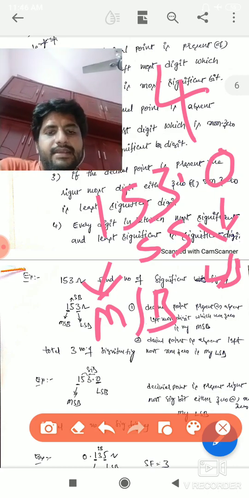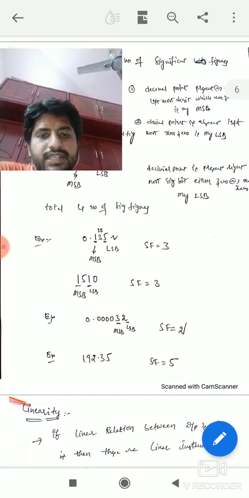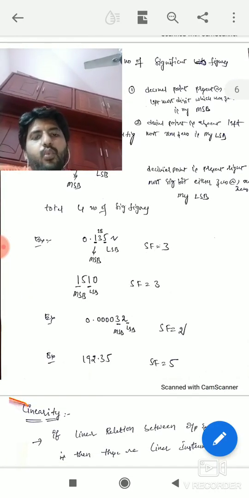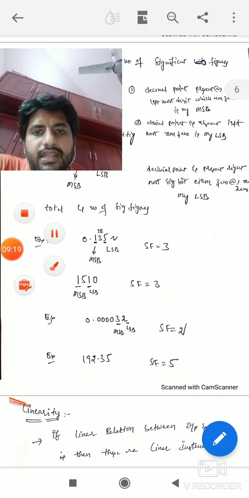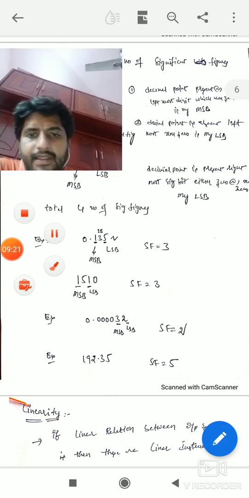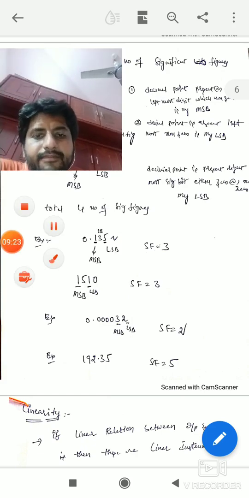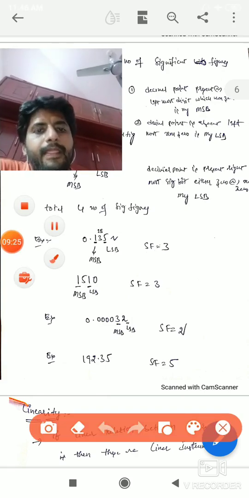I'll go for another example, right? I'll go for another example. So what is that example? 0.135. This is very, very important. So with that, I'll conclude this one. See, 0.135.